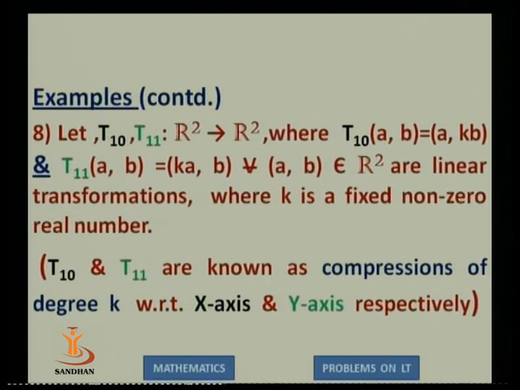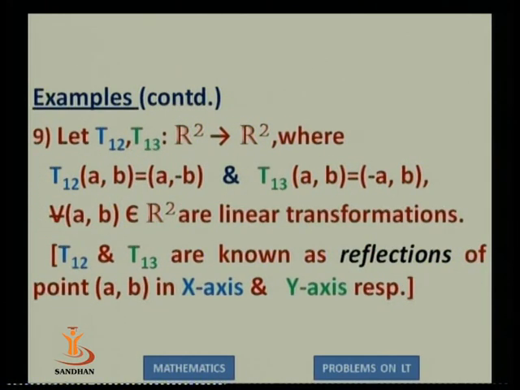We come to the next. If we take T10 and T11, both from R2 to R2, defined by T10 of (a, b) is equal to (a, kb) and T11 of (a, b) is (ka, b) for every vector (a, b) belonging to R2, they are also linear transformations, where k is a fixed non-zero real number. Here the functions T10 and T11 defined this way are known as compression of degree k with respect to x-axis and y-axis respectively.